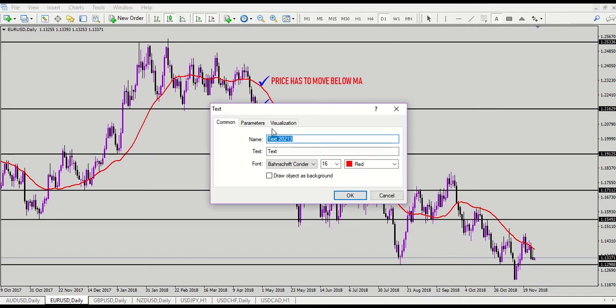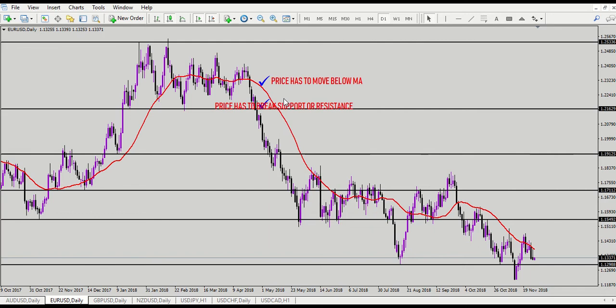Secondly, price has to break support or resistance, right? So those are two ticks.